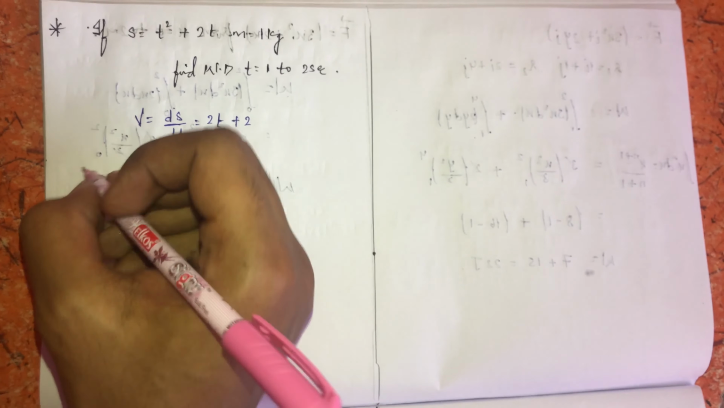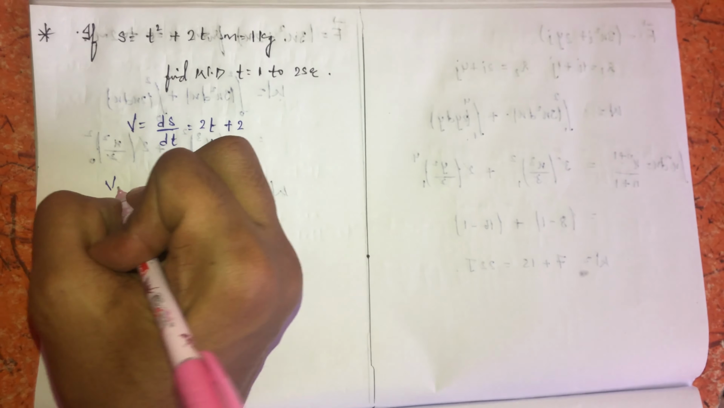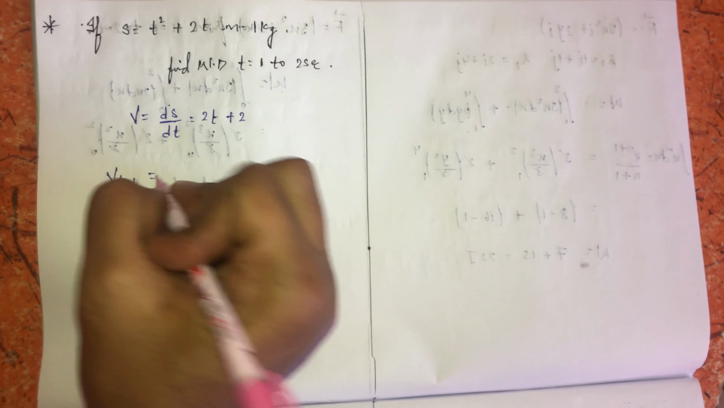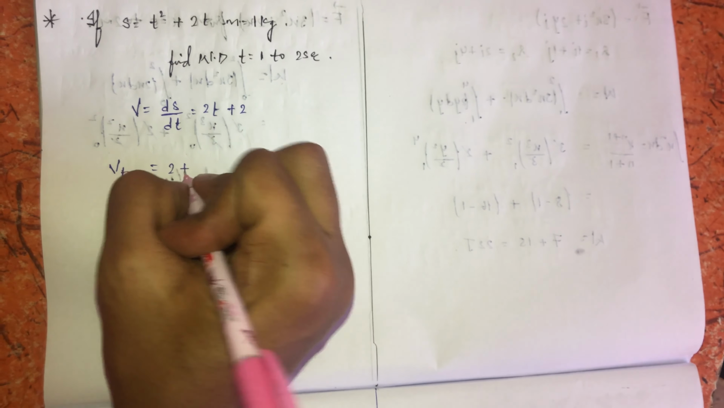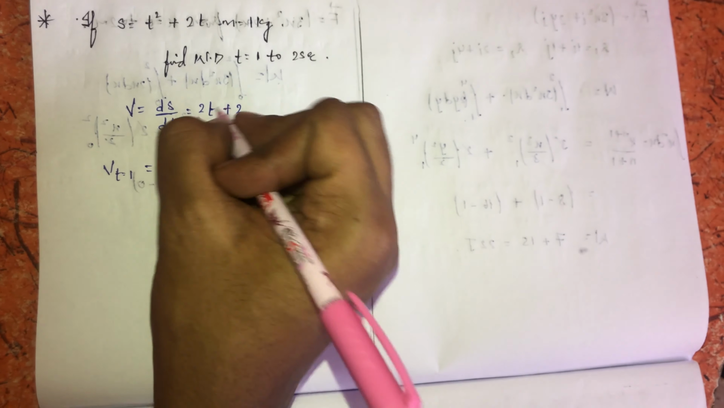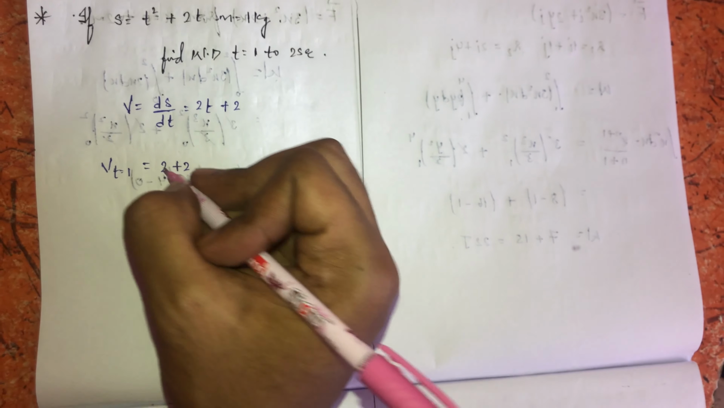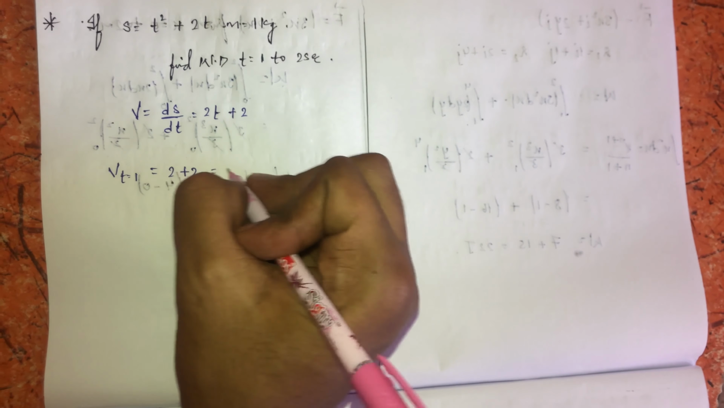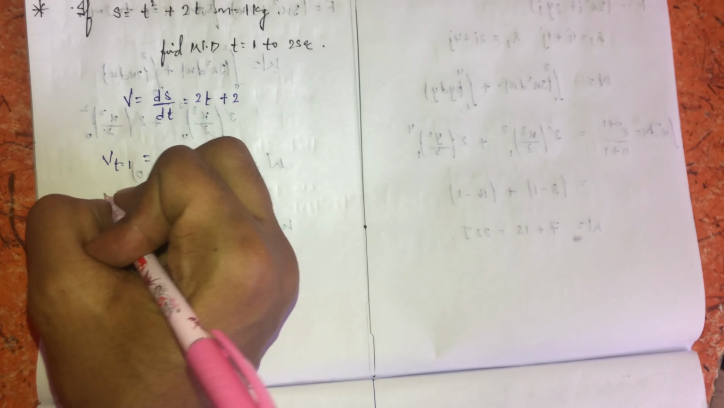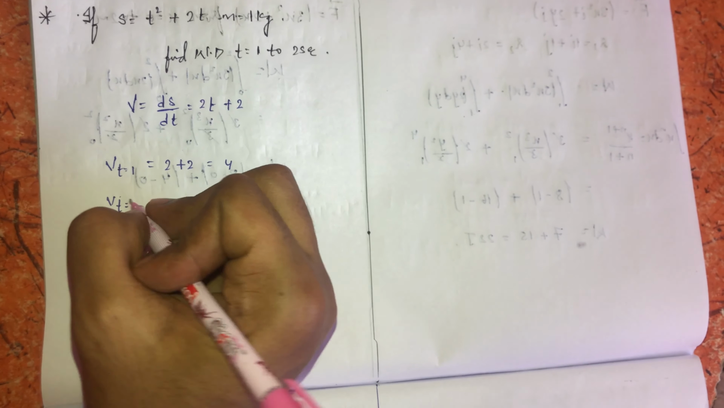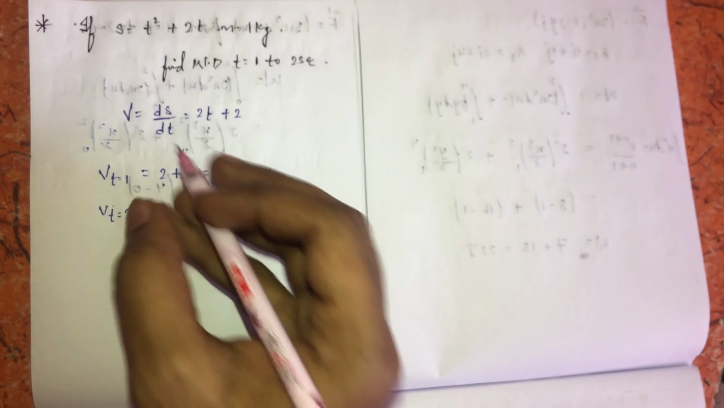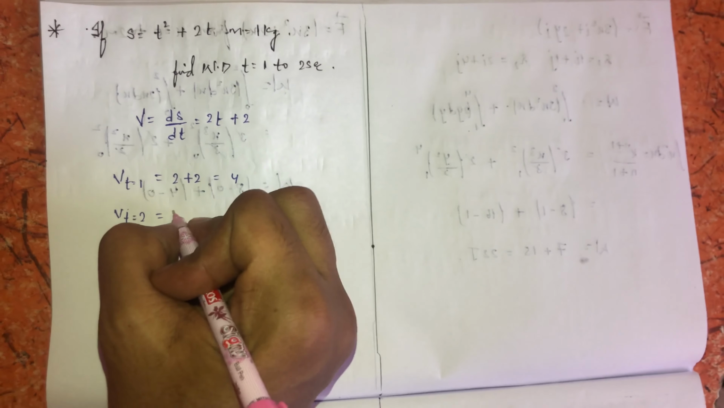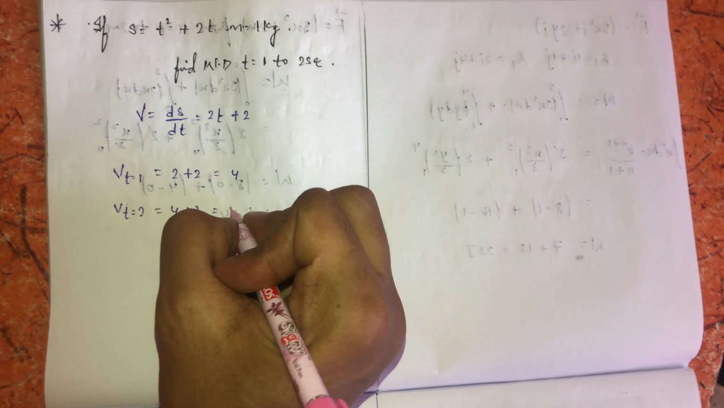Then velocity at time t equal to 1 second will be equal to 2 plus 2. Substituting a value of 1 for t, we get 2 into 1, 2, plus 2 will be equal to 4. Substituting a value of 2 for t, at the time t equal to 2 seconds, we will get 2 2s are 4 plus 2 is equal to 6.